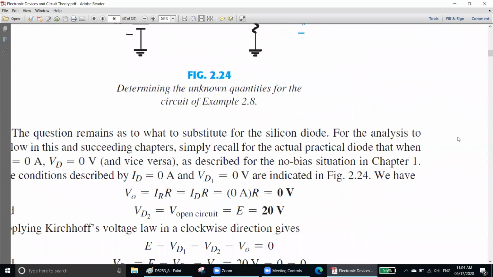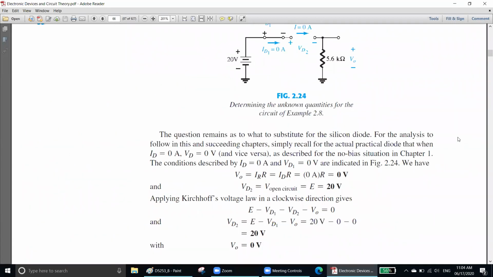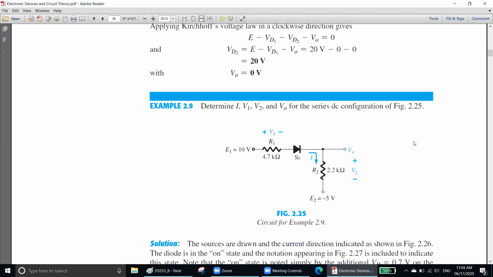So that is one method, but I applied KVL and showed you how to use KVL. Understood? Now, let's get back to the next math. First one is determine, okay, this one.